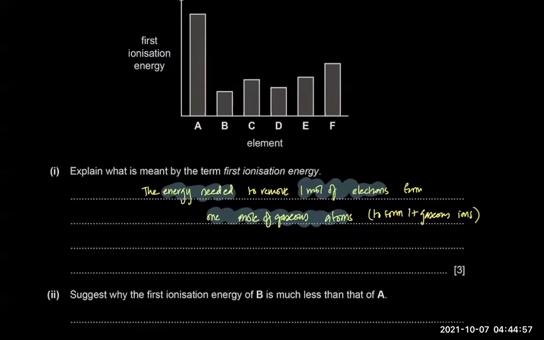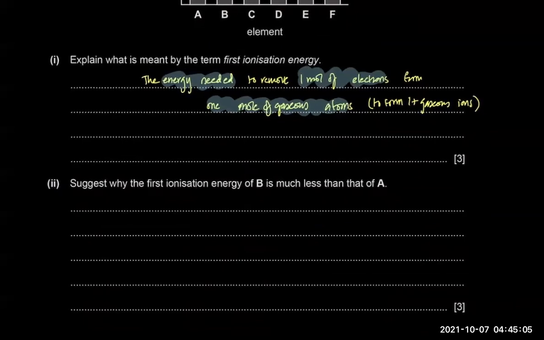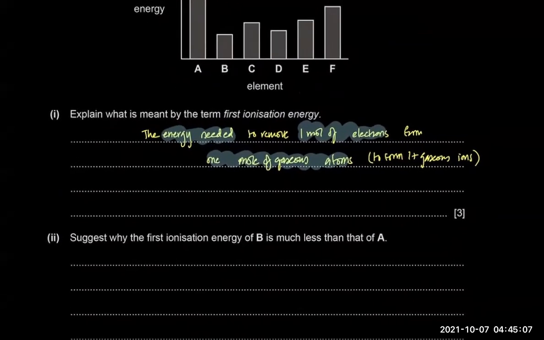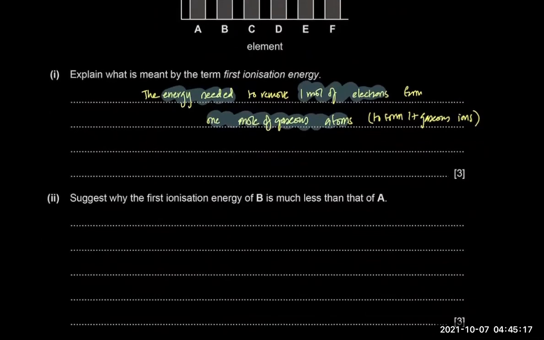Now, so then why is B much lesser than A? Why is this for 3 marks? Because you have to explain, right? Like, what if you go from one period to the next period, then what will happen? Shells will grow, right? Yes, so we will say that. The distance between them will increase, and so on. Exactly.